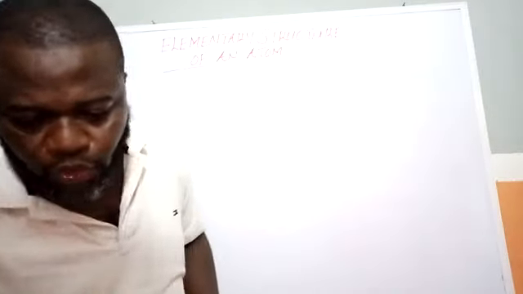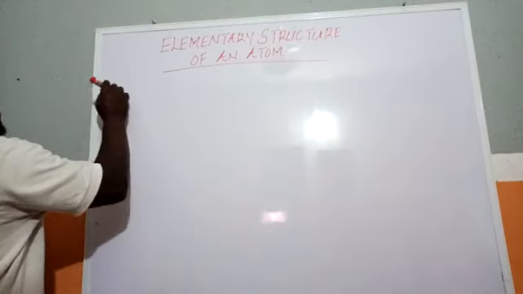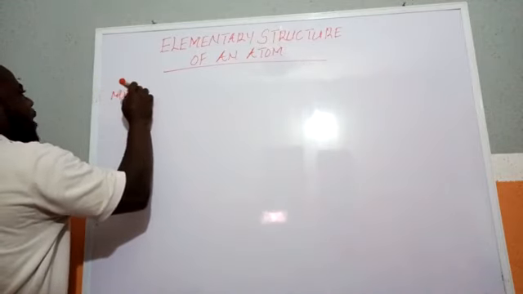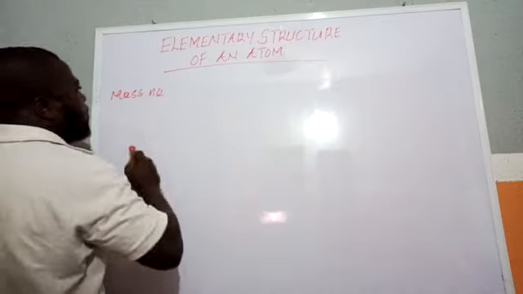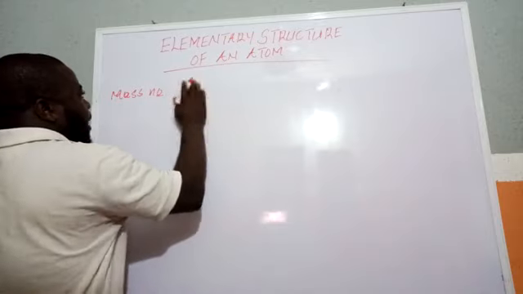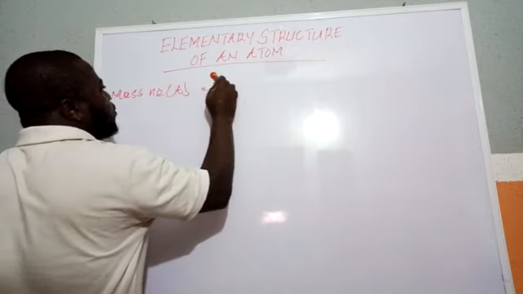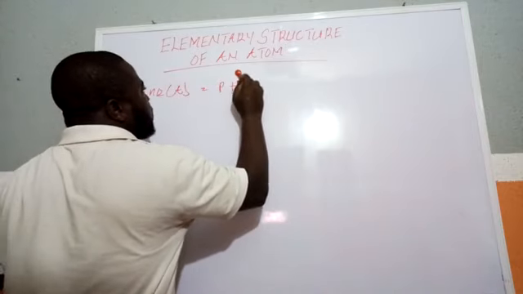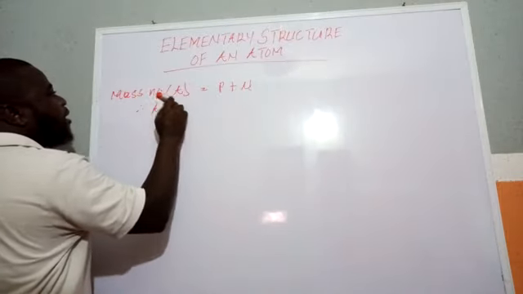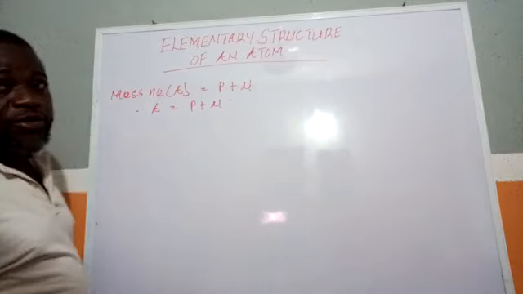But before I go to that question, let me go back to this. When we're talking about the mass number, we denote it with A. Mass number, that is A, is equal to the number of protons plus neutrons in the nucleus of an element. At the end of the day, I can have A equal to P plus N. Can you still remember this?